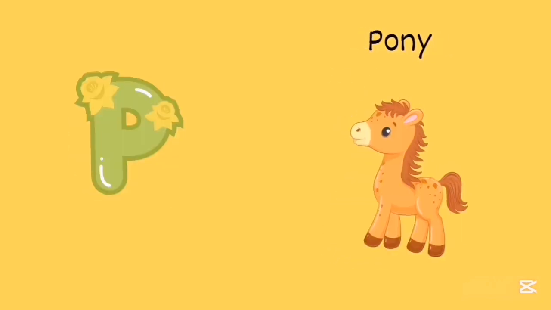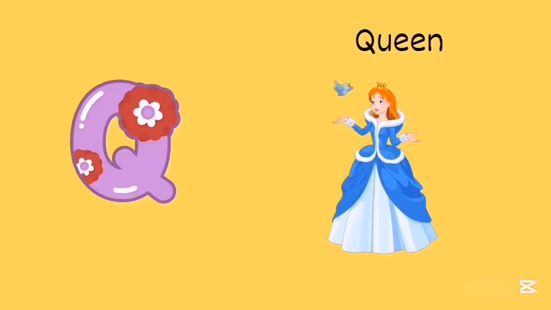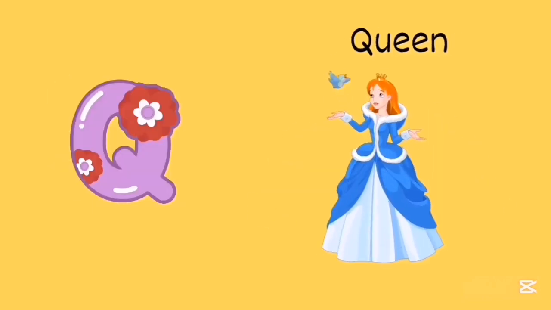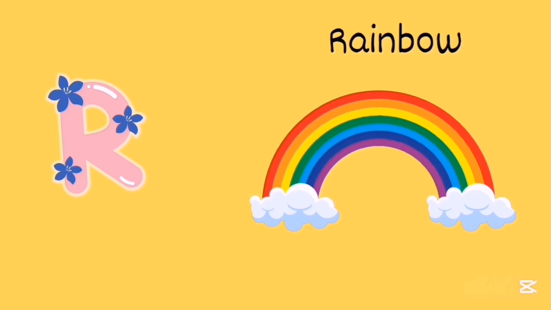Pony. P, pony. Q is for queen. Queen. Q. R is the rainbow.